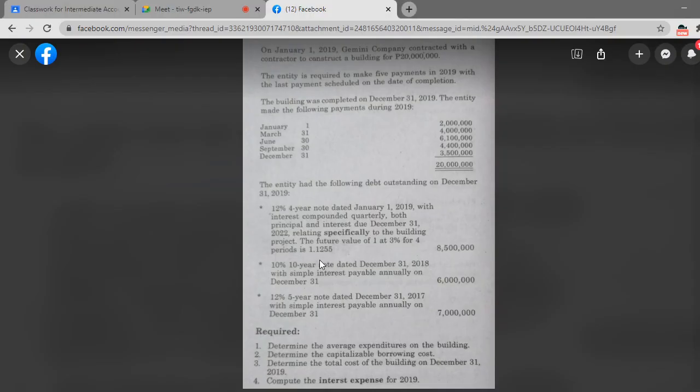But actually, we could do it in an easier way kasi binigay niya na rin naman ang future value. I mean, present value, future value nga. Future value of the payments. So, it's a simple 8.5 times 1.12555.